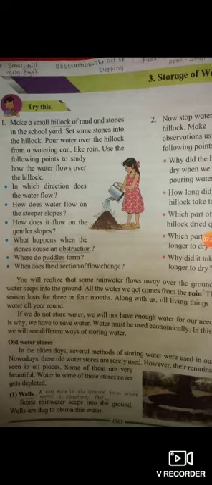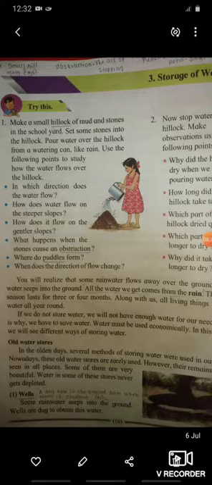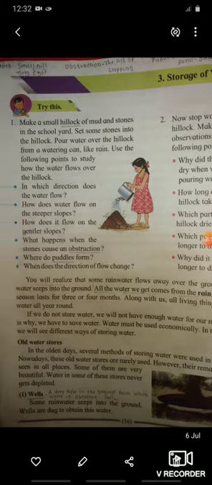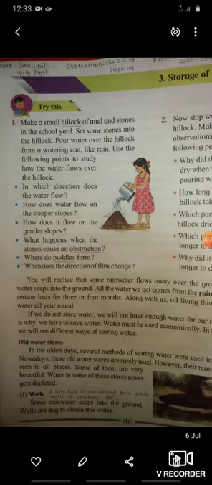Wells means a deep hole in the ground from which water is obtained. You know wells. Some rainwater seeps into the ground. Wells are dug to obtain this water. Why are wells dug to obtain water? Understood? Seeps means goes into the ground. Wells are dug to obtain this water.